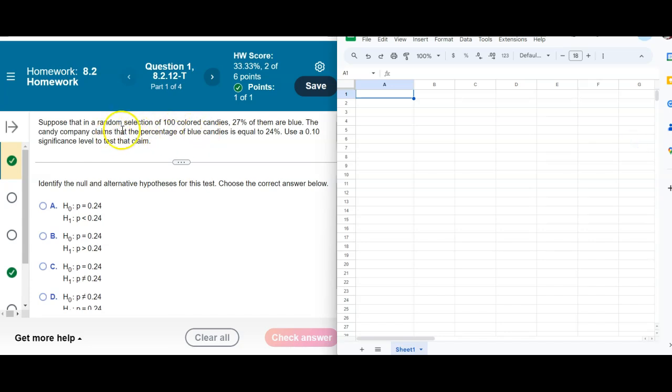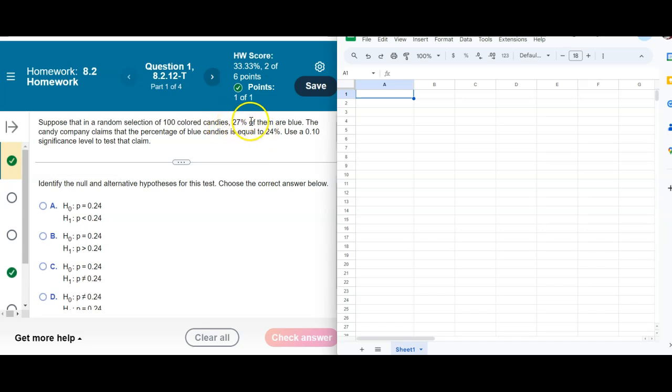Alright, so notice in the wording of this problem, in this random sample of 100 colored candies, 27% are blue. The candy company claims the percentage of candies is equal to 24%. So this is a hypothesis test about a proportion. It gives it away down here with the p's being everywhere, but on your test that you do later on for these last three chapters, it's not going to give you that. So you're going to need to know what to set up.